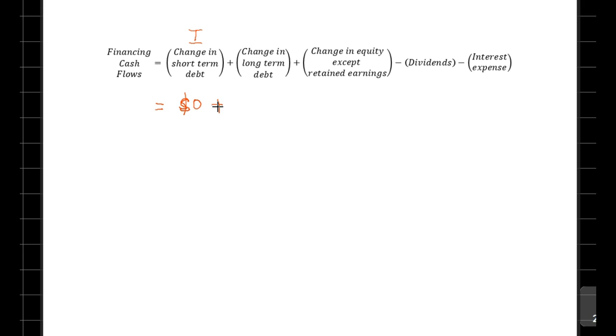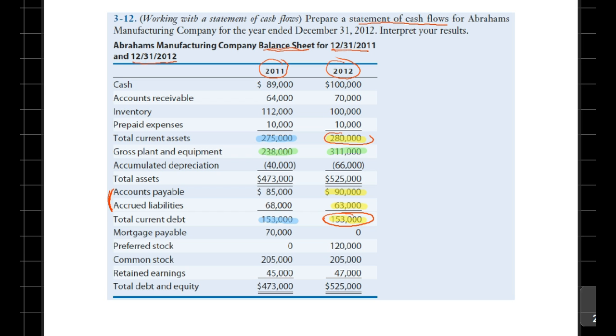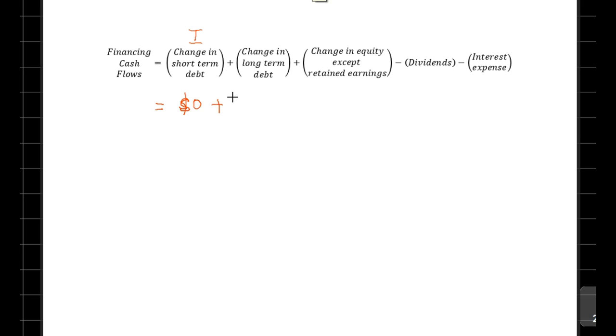Now the second part, change in long-term debt. We have some long-term debt here. At least one item that I can see right away is the mortgage payable, and we need to look at the change. In the previous year that figure was $70,000 and we were able to pay off our mortgage, and now it is basically 0. Therefore the change in our mortgage payable would be 0 minus $70,000. So we used cash for that purpose.